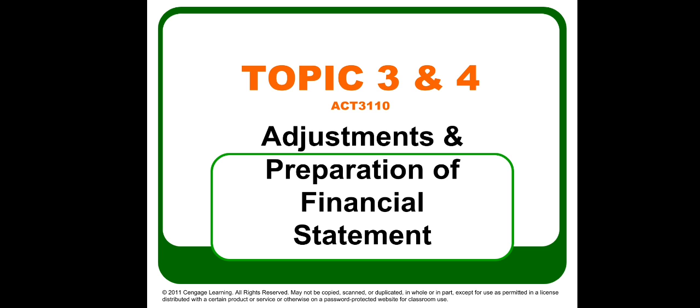Topic number 3. So the first thing in this topic is you will learn about step 5 in the accounting cycle. Step 5 is doing adjusting entries. After that, you will learn about step 6, which is preparing an adjusted trial balance, and then you will learn about step 7. Step 7 is preparing the financial statement, and step 8 is doing closing entries.